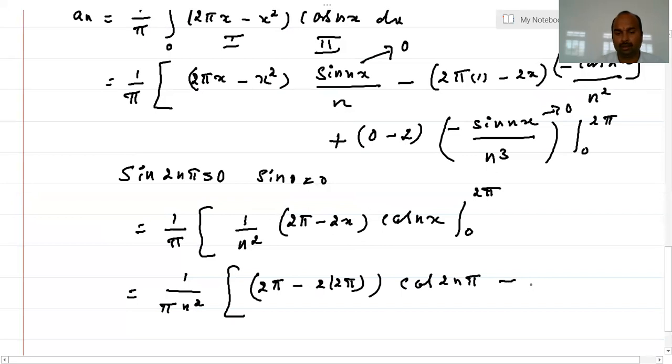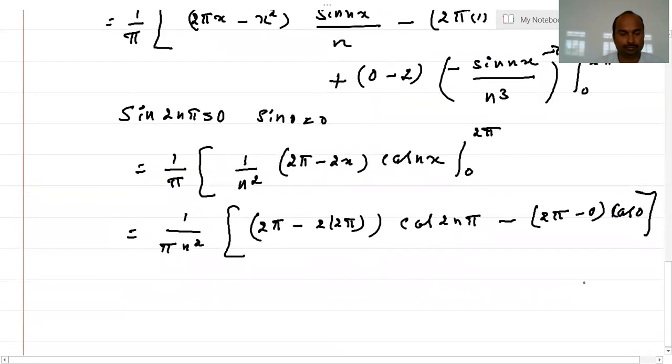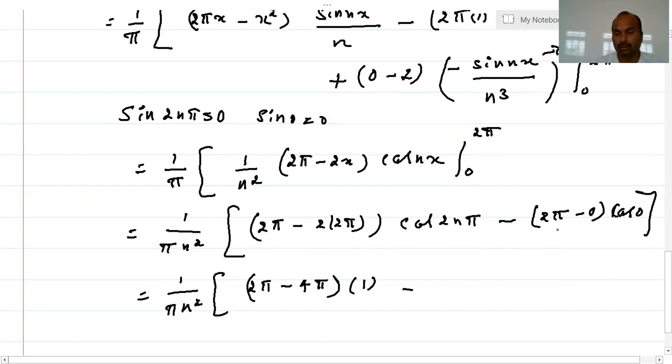And for the lower limit, x will be 0. Here 2 pi minus 2x, so x is 0, into cos 0. Now simplify. That is 1 by pi n square into 2 pi minus 2 into 2, that is 4 pi, and cos 2n pi value is 1, minus 2 pi, and this is 0, so it will be minus 2.